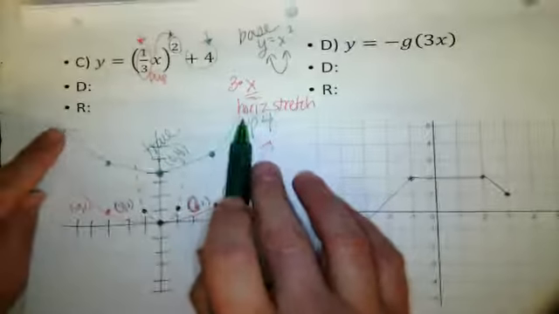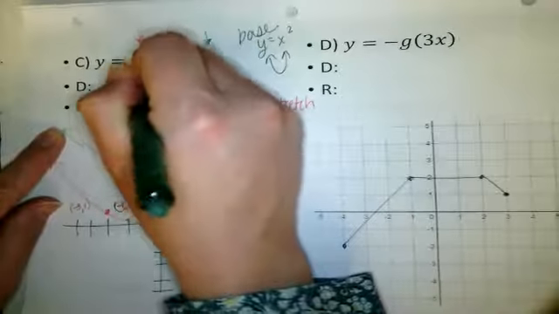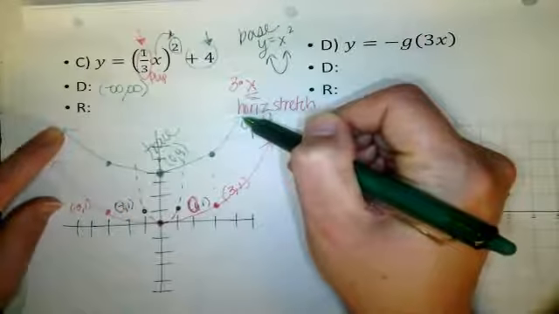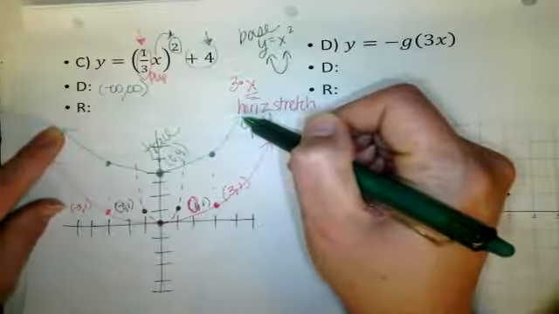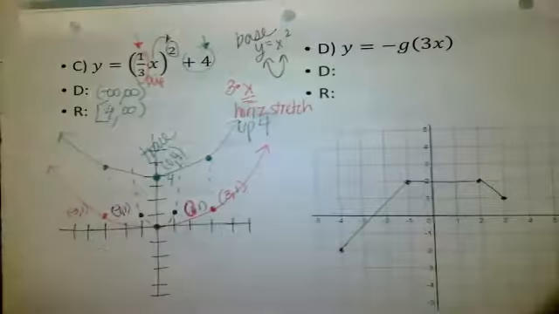What's the domain of this function? Good. -infinity to +infinity. What about the range? How low does it go? 4 is my lowest y value, and it goes forever up. So bracket 4 to infinity.